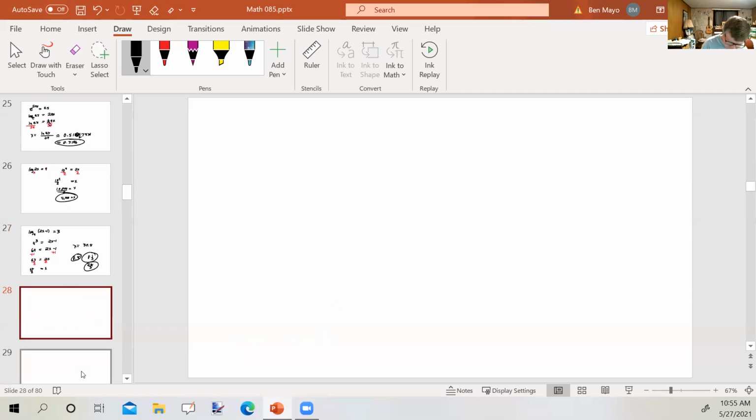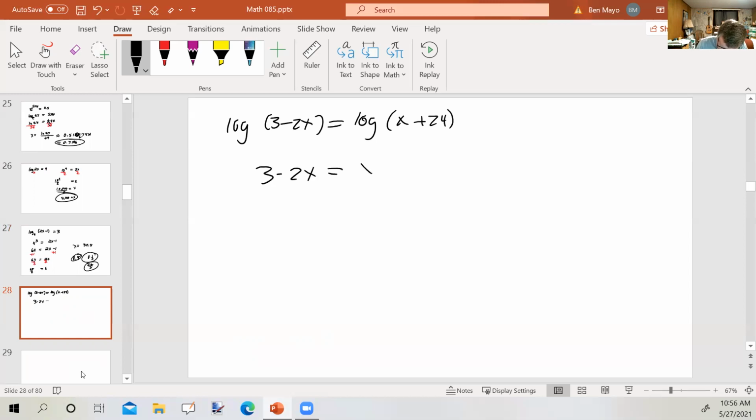Here we go. Let's say I've got log of (3 minus 2x) equals log of (x plus 24). Well, just like if we have a base raised to a power equals the same base to a power, the powers are equal. If we're taking log base 10 of a quantity equals log base 10 of another quantity, then those two quantities must also be equal.